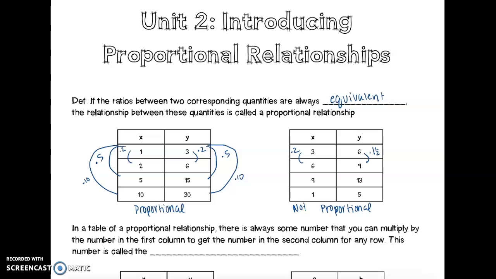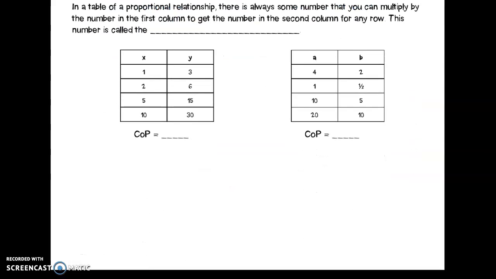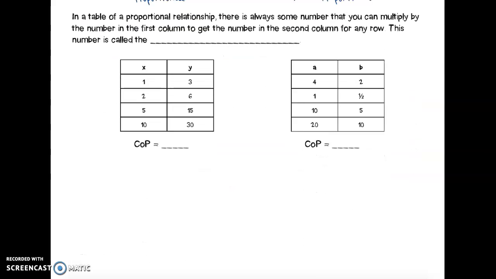Another way that we have been looking at proportional relationships is in tables. To see if a table represents a proportional relationship, we want to see if there is a certain number that we can multiply every row by on the left to get its corresponding row on the right side of the table. And this number that we multiply by is called the constant of proportionality, or we also just shorten that with being the COP.